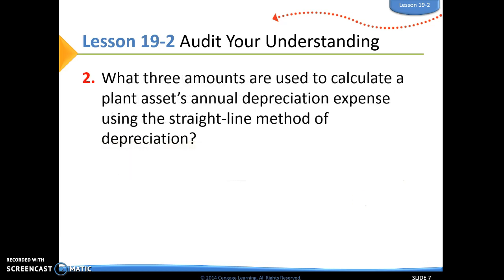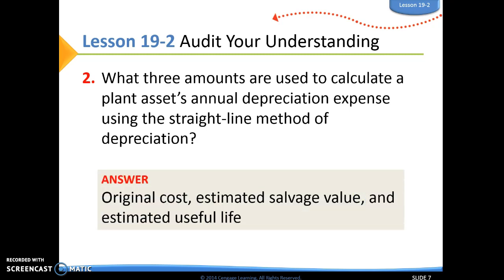And number 2, what 3 amounts are used to calculate a plant asset's annual depreciation expense using the straight line method of depreciation? We would need to know the original cost, the estimated salvage value, and the estimated useful life to figure out straight line depreciation.